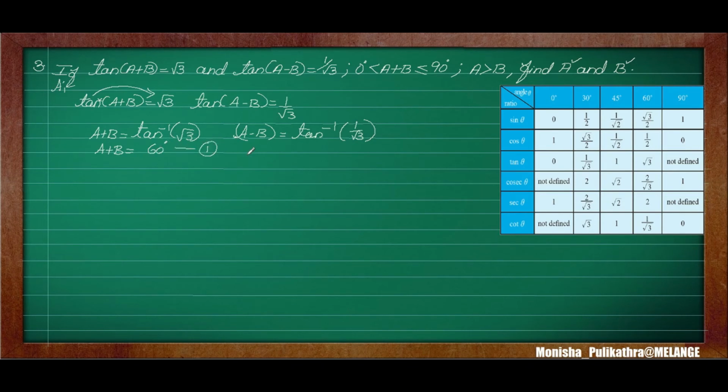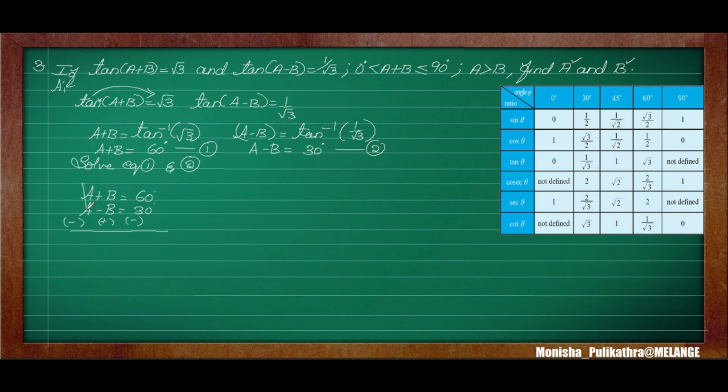So let this be equation number 1. And a minus b is equal to tan inverse of 1 by root 3. 1 by root 3 in tan comes under 30 degree. This is equation 2. So since we got 2 equations, we need to solve them. So a plus b is equal to 60 and a minus b is equal to 30. Just like in pair of linear equations where you did the elimination method, in the same way you can do this.